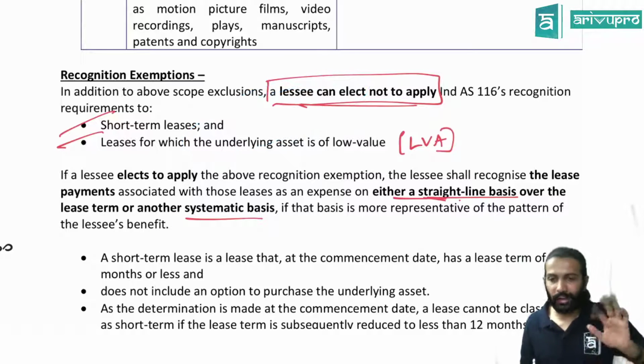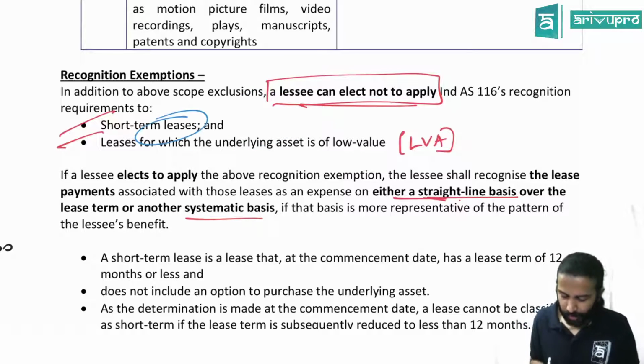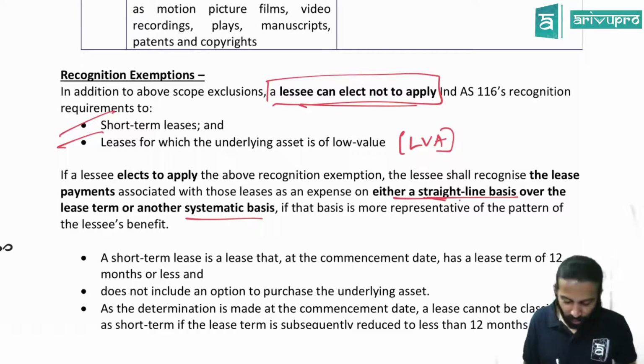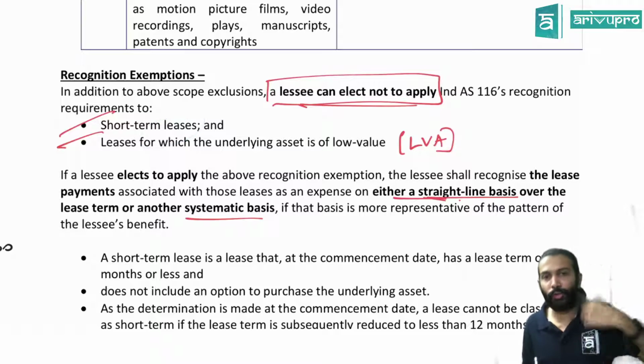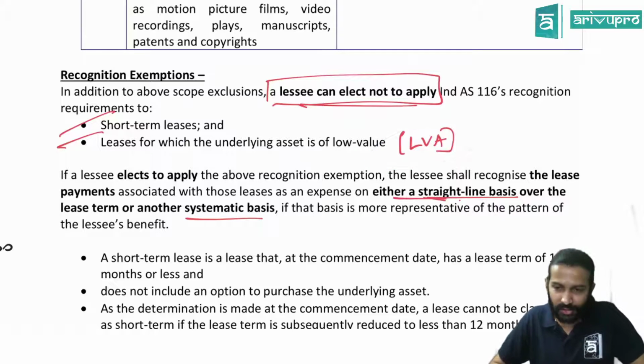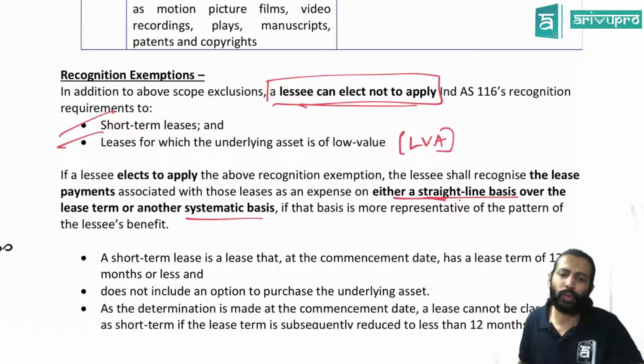Recognition exemption. So now we need to know what is a short term lease and what is a low value asset, because we know how to account if it is a short term lease or LVA. The only thing we need to know now is how to find out whether a lease is short term or not, and what assets can be called low value assets. Short term lease is a lease that satisfies two criteria.